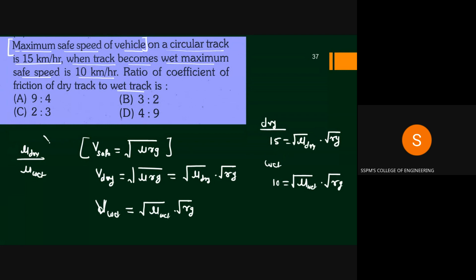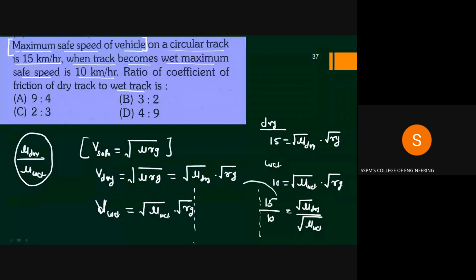Now the ratio required is mu for the dry track divided by mu for the wet track. So just take the ratio of equation 1 and equation 2. So this will be 15 divided by 10, which is equal to square root mu dry divided by square root mu wet. Now just take the square on both the sides. So if you square both the sides, this will be 15 square divided by 10 square, which is equal to mu dry divided by mu wet.